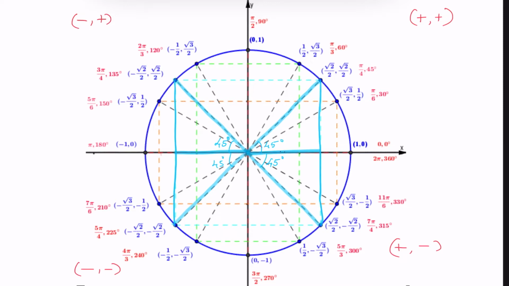Look at cos theta and sin theta values for these 4 angles. The values are same, only sign difference will be there according to the quadrant in which the angle lies.